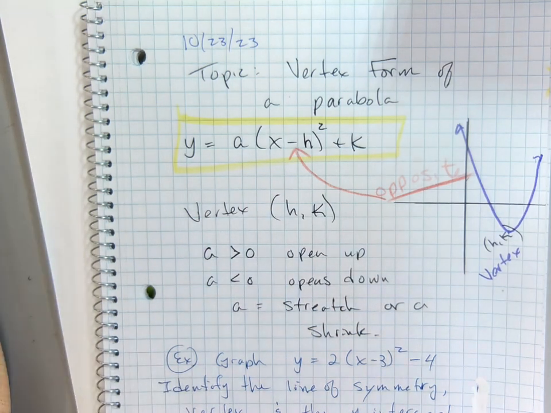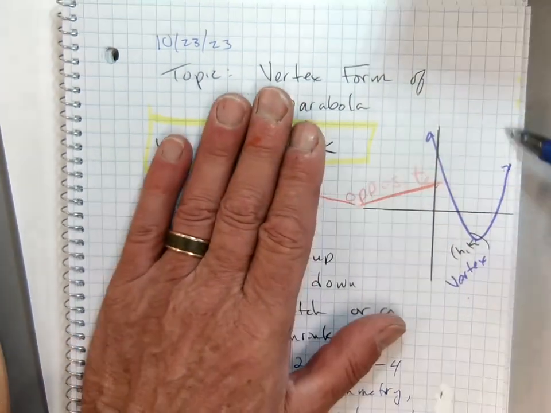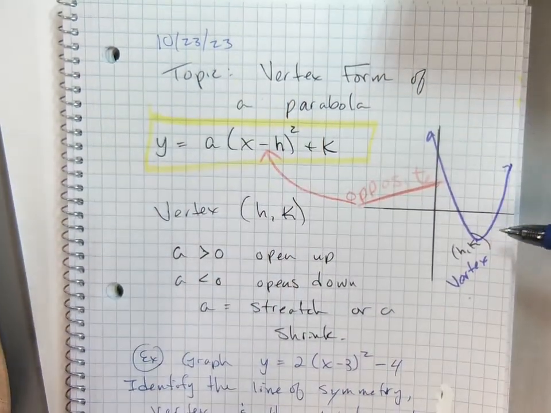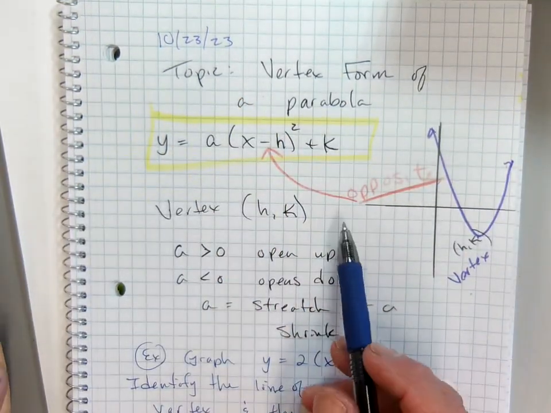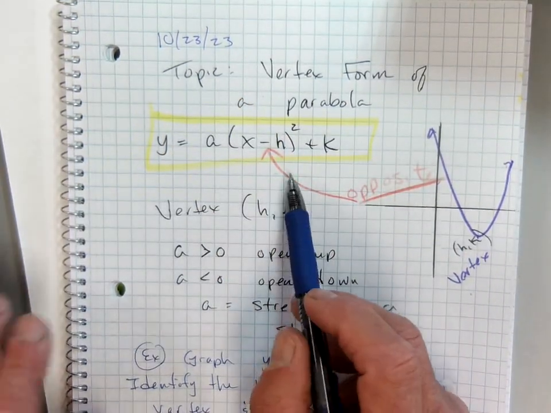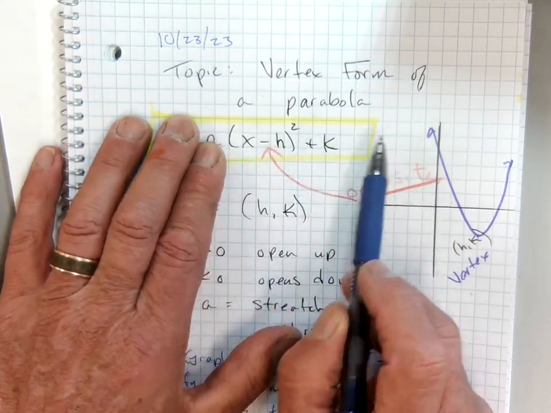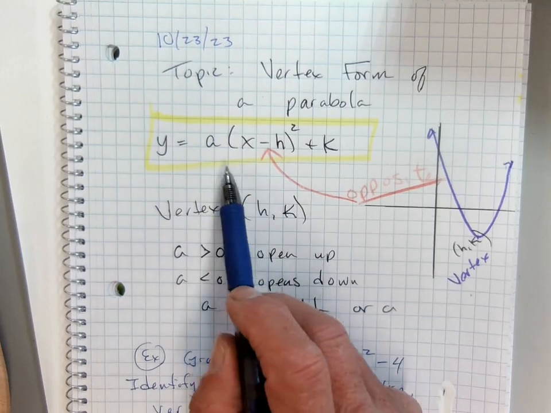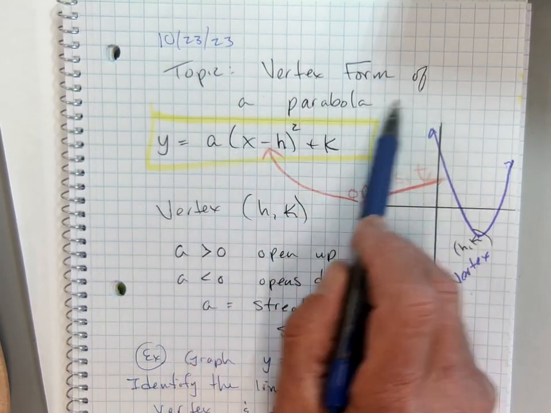Okay, let's talk about vertex form of a parabola. Now we know parabolas look like this. They have this shape, and they are basically x-squared equations. So if we have a parabola in this form, something in parentheses squared, it's going to be in vertex form. So we know that this is our standard vertex form of a parabola.